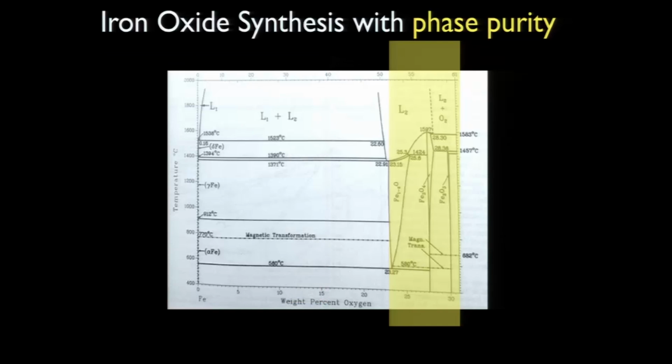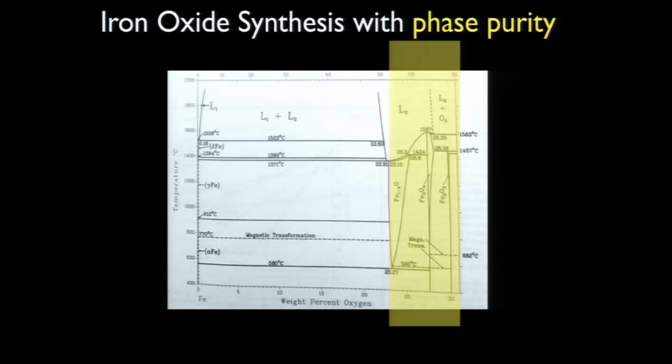So now we go to the chemistry a little bit. If you look at the iron-oxygen phase diagram, this is the equilibrium phase diagram, and you can see there are multiple phases of iron and oxygen here. What we do is a non-equilibrium, kinetically driven synthesis.